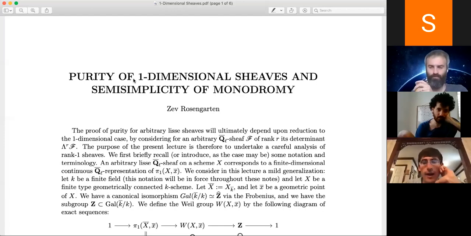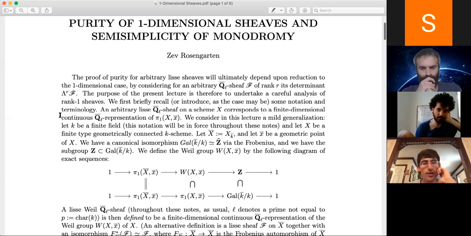I'm going to be talking about one-dimensional sheaves, purity, and semi-simplicity of monodromy. Okay, so I'll just get started.